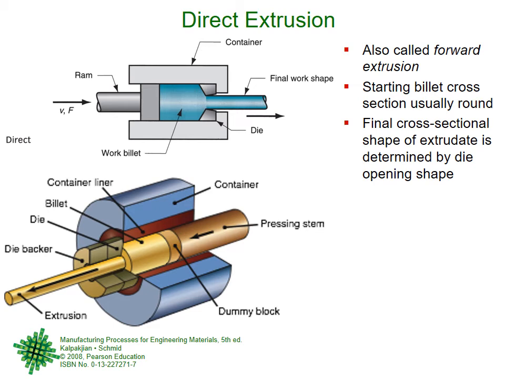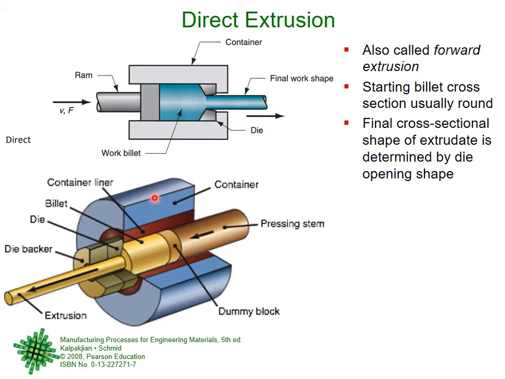This is the direct extrusion process. It is also called forward extrusion. So I am showing you a 2D view, right? This is the billet material, this is the die, this is the container. The ram is coming with a certain velocity or force, and the billet material in the final shape is going out with a final velocity and so forth.